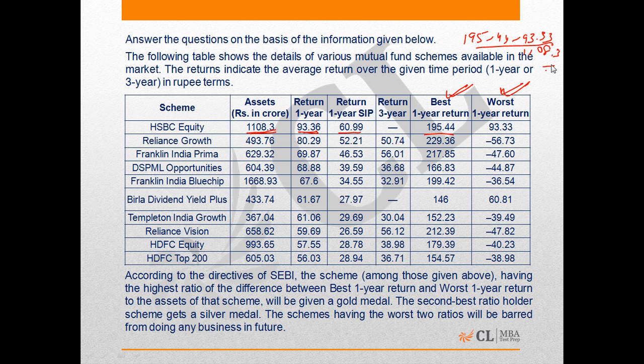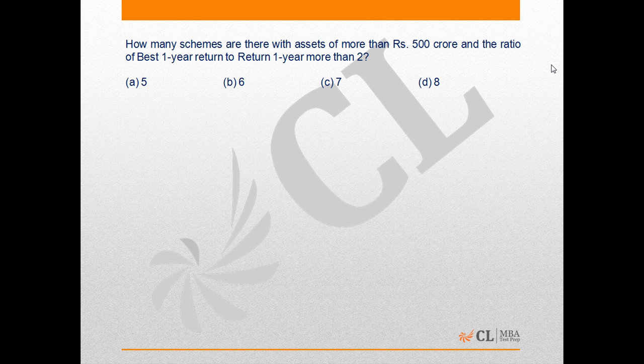So the given information is easy to understand. Now move to the questions. The first question asks how many schemes there are with assets more than 500 crore and the ratio of best 1 year return to return 1 year is more than 2. On observation we find this ratio is more than 2 for all the given schemes.